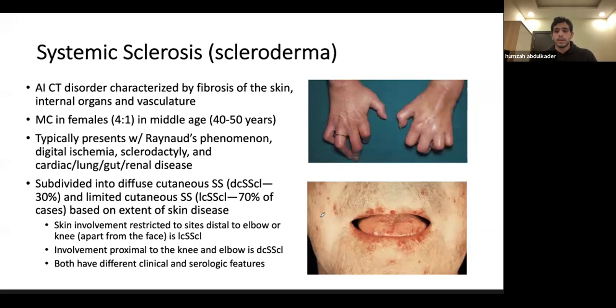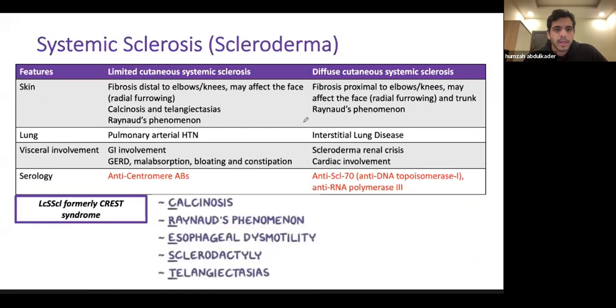It came to us as an SAQ. They literally just asked us, what does CREST stand for? And what are the antibodies? So definitely know scleroderma very well. This is just a basic overview. I kind of want to go over this instead, just the differences between limited and diffuse.